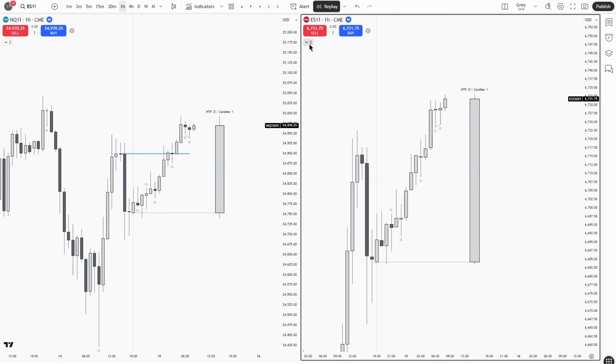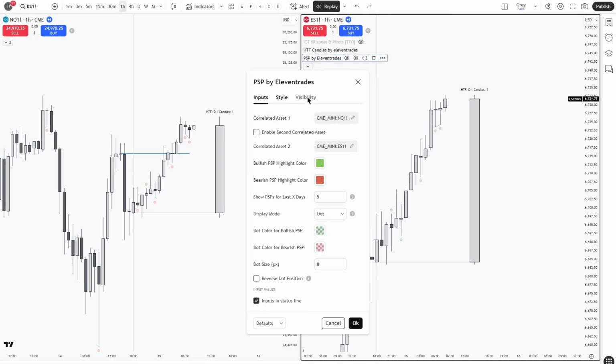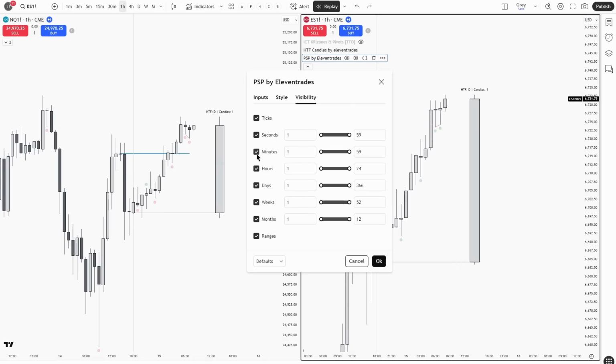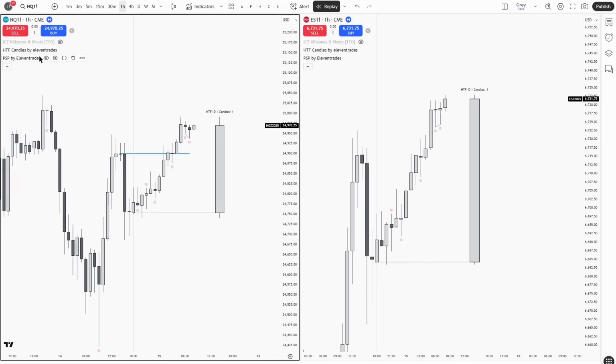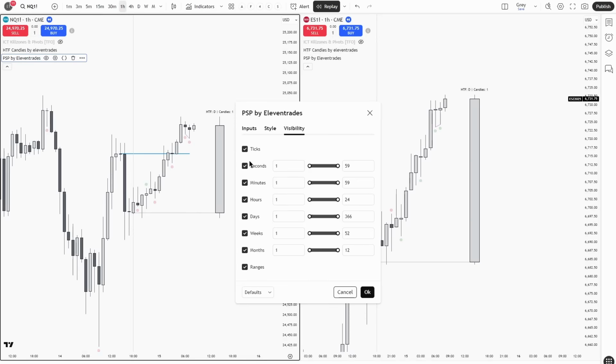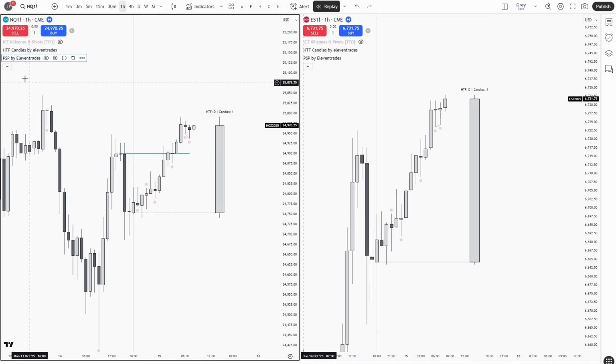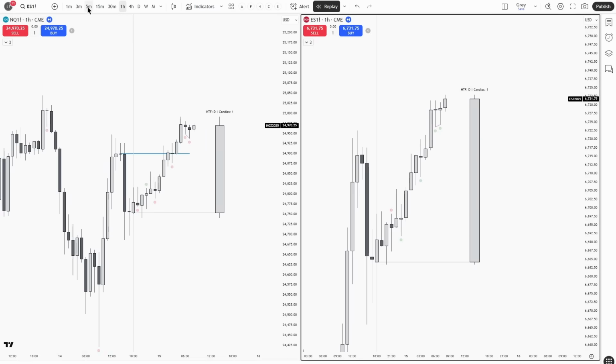And I'm going to change the indicator settings here. I'm going to make the visibility only to the hours, so I'm going to remove the minutes and the seconds. That way it will show the PSPs on the hourly chart, because it will make noise on the 5-minute chart. So here I've done these settings, and now we'll drop down to the 5-minute chart.